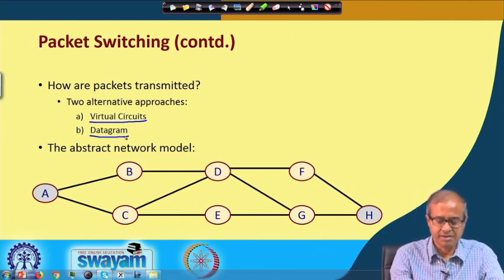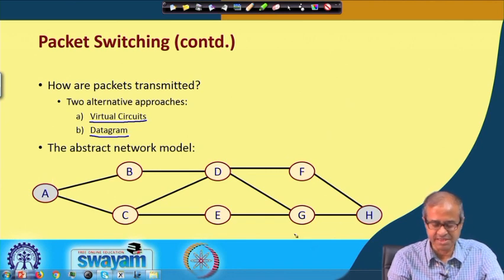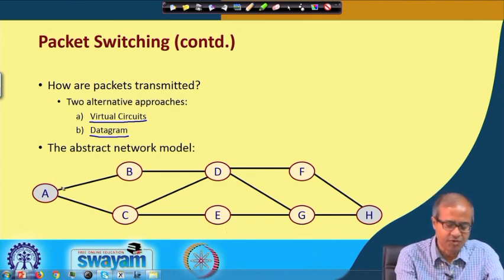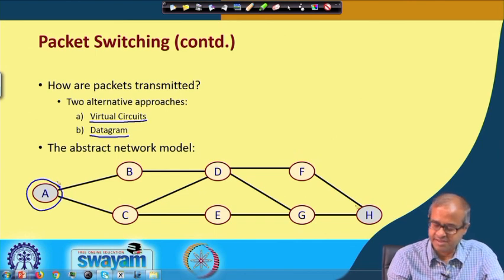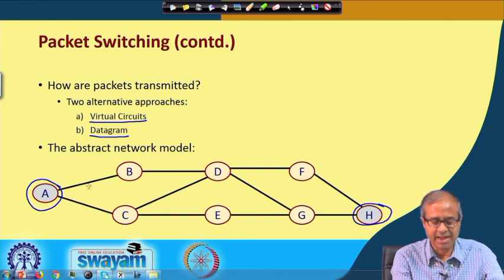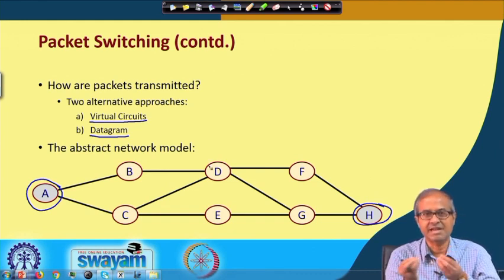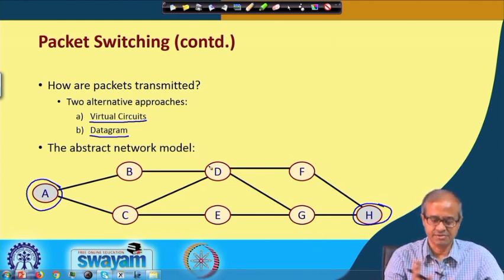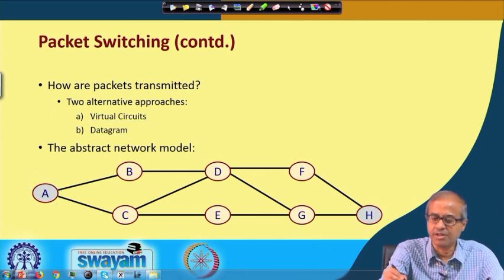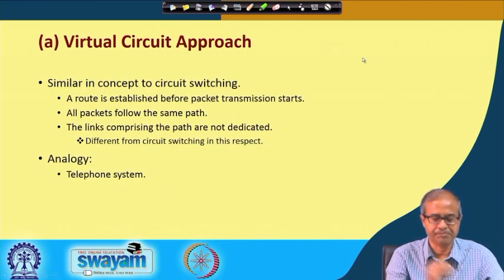Now, the abstract network model will again be something like what you were shown earlier, where there will be a sender, a receiver, and several intermediate nodes with some links connecting the intermediate nodes. So, the packets will be following some of these links from the source A to the destination H. This is the model that we will be assuming.